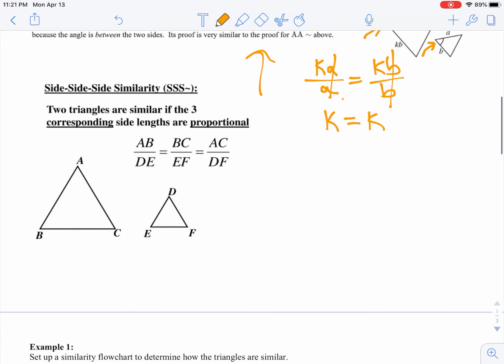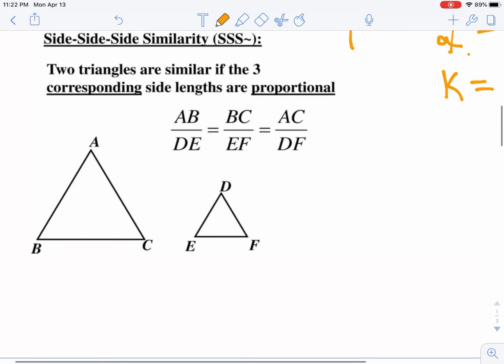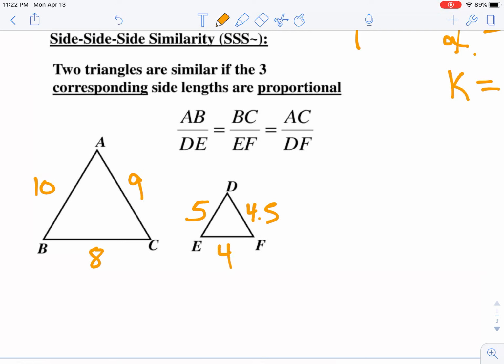The last one is called side side side, and this is when two triangles are similar if three corresponding side lengths are proportional, or three corresponding side length ratios are equal. That's what that means. So, for example, if we were to take a look at this and throw some values on here, let's say AB is 10, DE is 5, AC is 9, DF is 4.5, BC is 8, and then EF is 4.